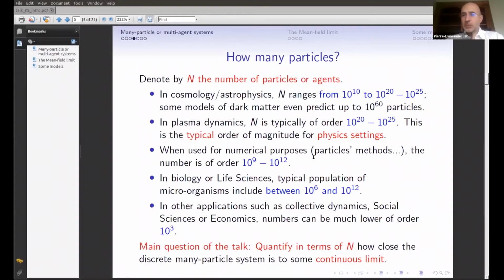The best simulation I have seen so far was using 10 to the 14. But that's weeks of calculations on a supercomputer. And in quite a few other settings, the numbers can even be lower, right? I mean, if it's collective dynamics or swarming, how many animals are we talking about? Maybe a few thousand, you know, probably not that much more.